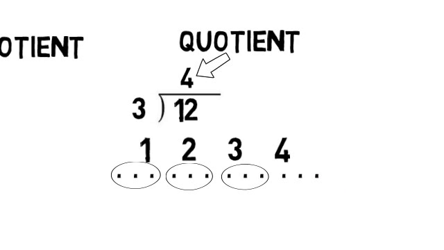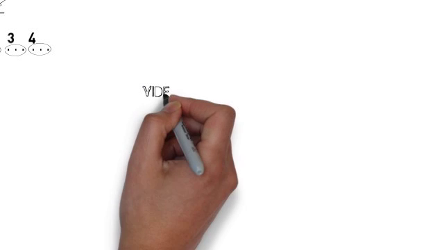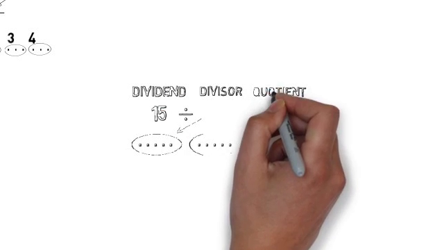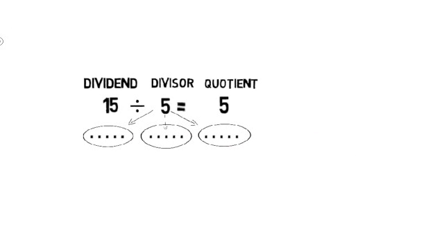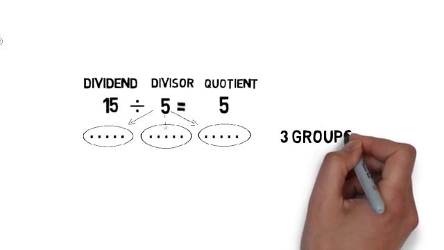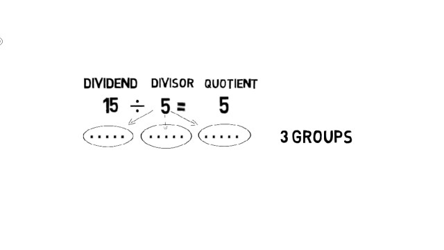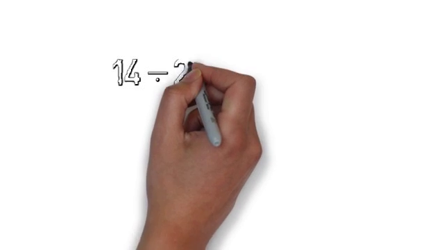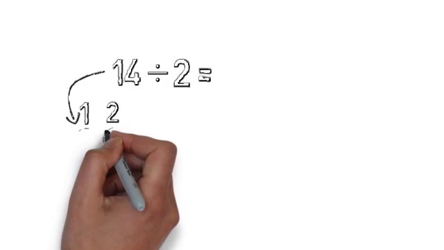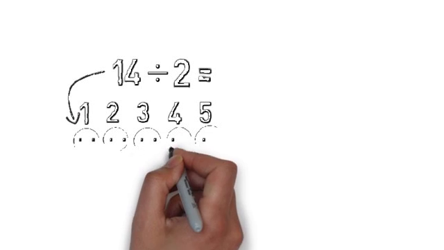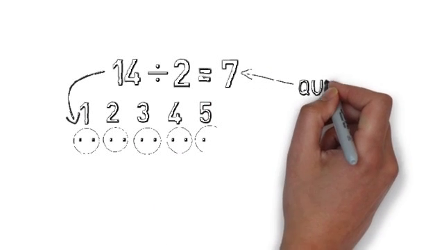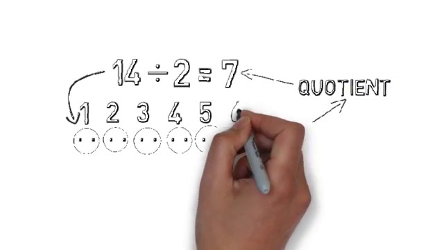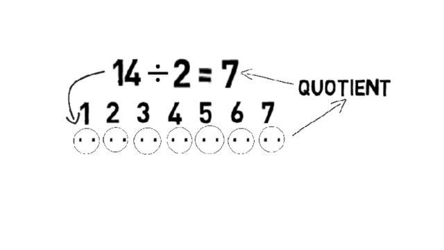Get it? Let's practice. Let's say that we have 15 of something, and the boss tells us to make groups of 5. We will have 3. 3 is what we will report to the quotient, the answer. Let's practice some more. Let's say we have 14 of something, and the boss tells us to make groups of 2. We will have 7. 7 is what we will report to the quotient, the answer.